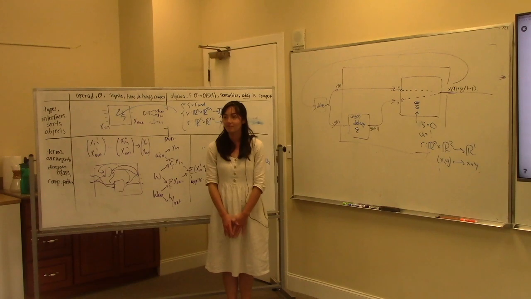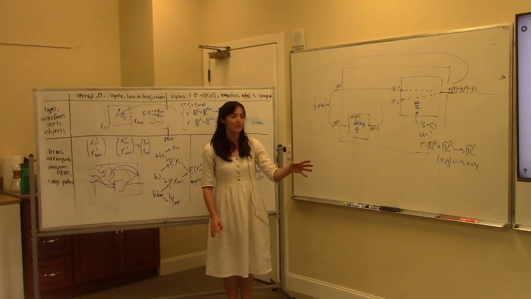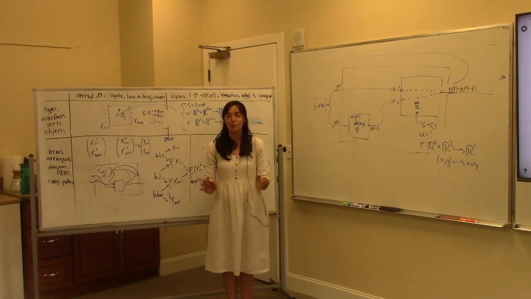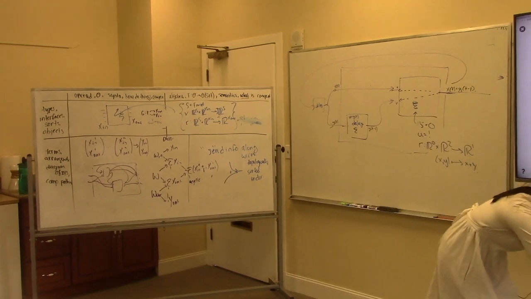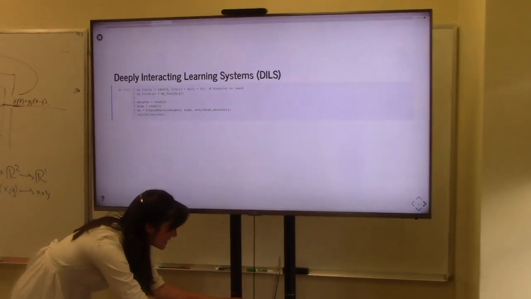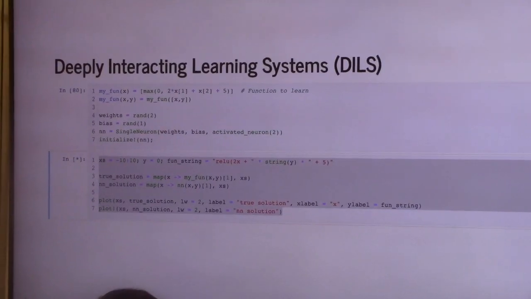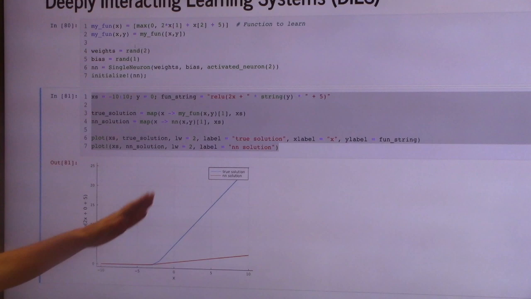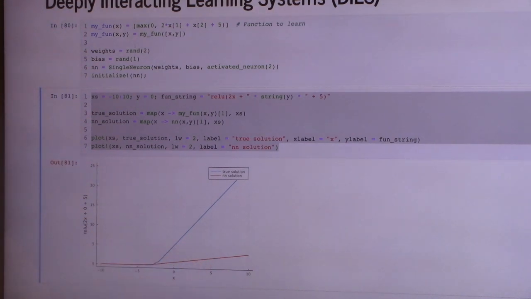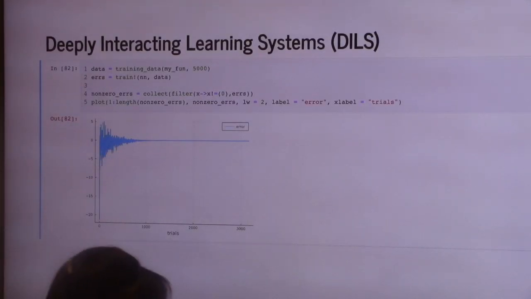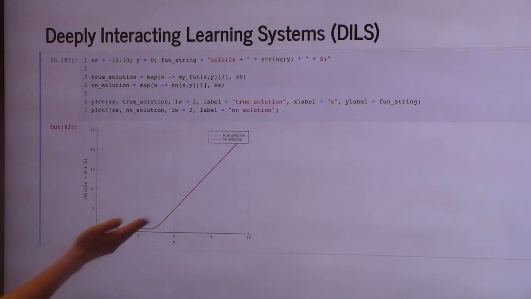Where are you with DILS? Oh, I should say, sorry, DILS is the work I've been doing with Chris Brown and with David. Where are we? Well, we can train a 1 neuron network. Can I just show you? Here's the true solution. Here's our system that's untrained. And then we can train it. Error goes to 0. And when we do the same plot, we see our network solution and the true solution are on top of each other. Wow.